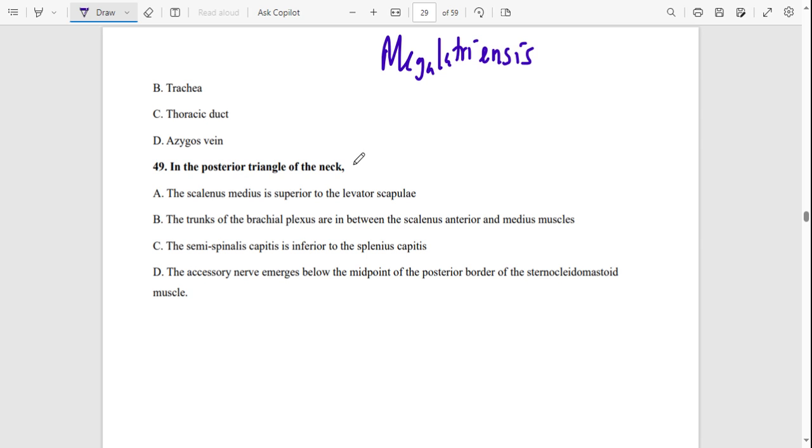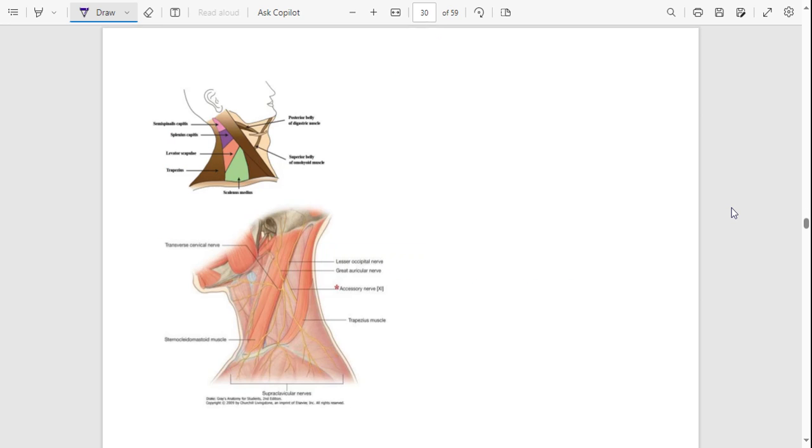49. In the posterior triangle of the neck, the scalenus medius is superior and everything. So before you answer this one, I want us to look at it. This is the posterior triangle of the neck. You can see, first, the anterior wall of the posterior triangle of the neck is formed by the posterior border of the sternocleidomastoid. And then the posterior border is formed by the anterior border of the trapezius muscle. And then we have also the bottom, which is covered by the clavicle there.